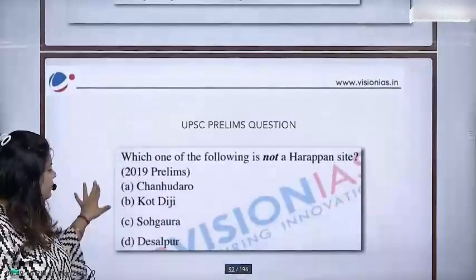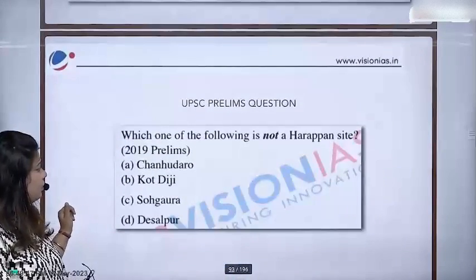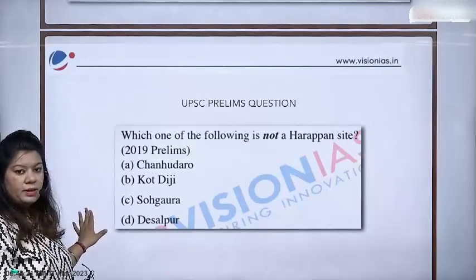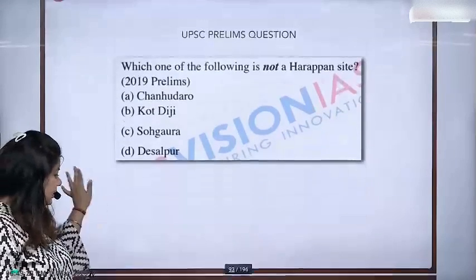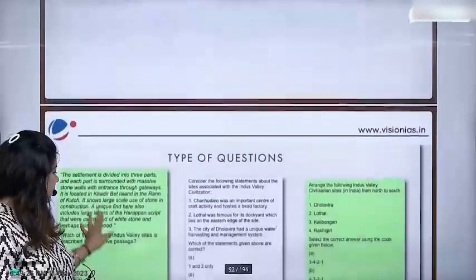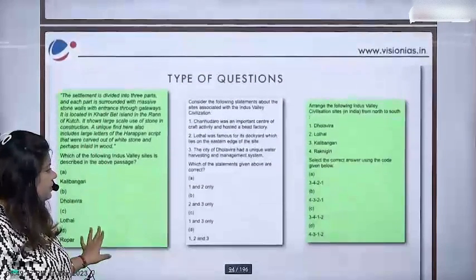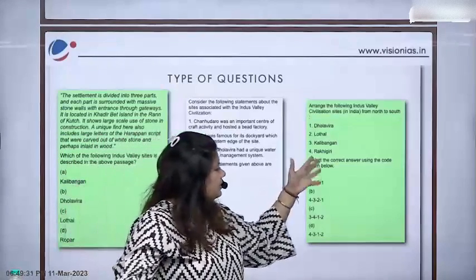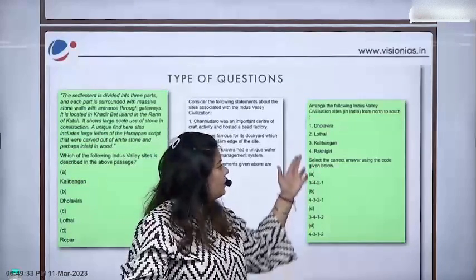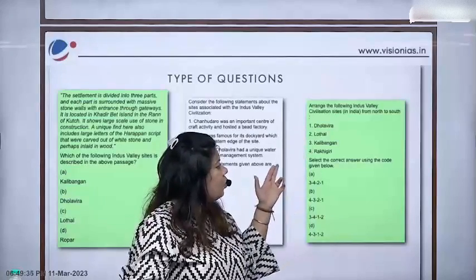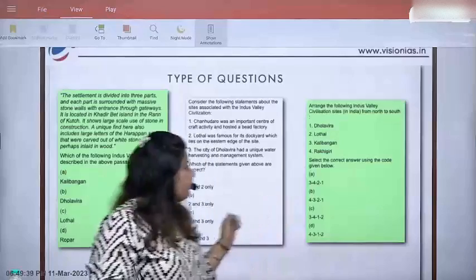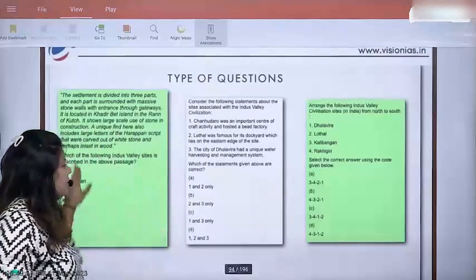This was the question which was asked by UPSC: which one of the following is not a Harappan site? Saugora, it is an Ashokan site. Okay, you can practice these questions too. Like there is this question which I told you, that such type of questions you can look for, that arrange the sites from north to south: Dholavira, Lothal, Kalibangan, Rakhigarhi. So such type of questions you can practice.